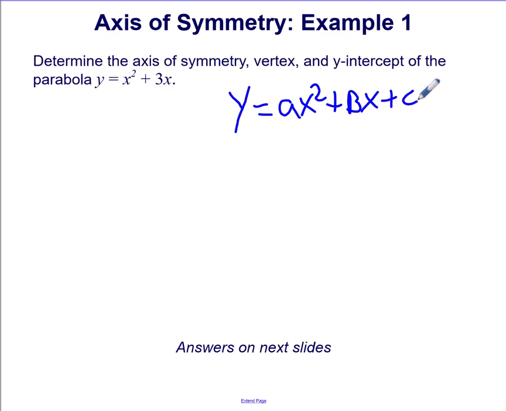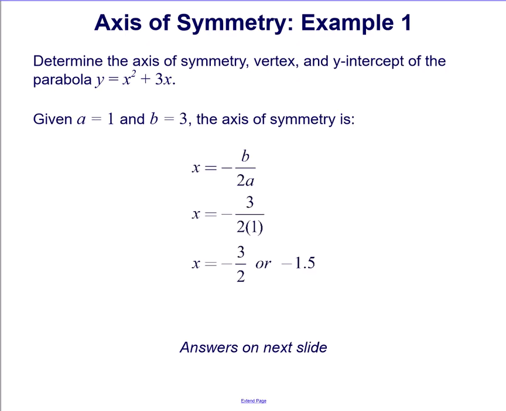Let's identify the relevant coefficients. The coefficient of x squared is 1, so a is equal to 1. The coefficient of our x term is b, which is 3. And c, there is no constant term here, so c is equal to 0. Now that we've identified the coefficients, let's apply them to the formulas we developed so far to get the axis of symmetry, the vertex, and the y-intercept.